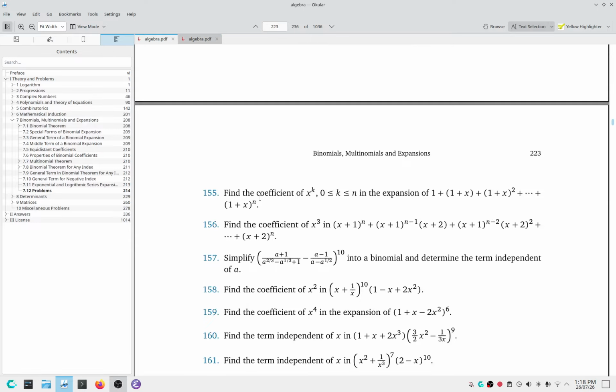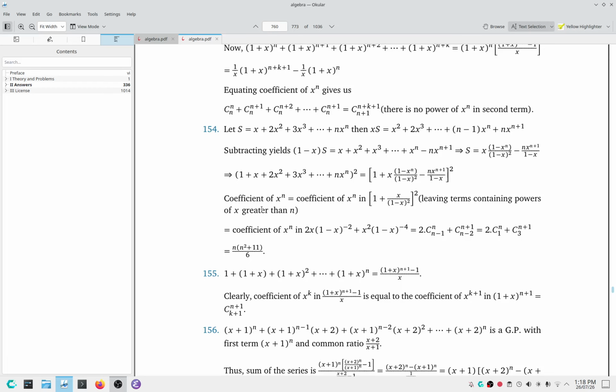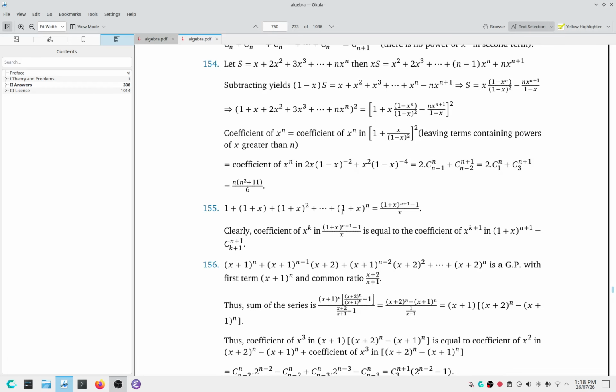Question 155 says: find the coefficient of x to the power k, where k is between 0 and n, in the expansion of 1 plus x plus (1 plus x) whole squared and so on up to (1 plus x) to the power n. So we sum the series, we get ((1 plus x) to the power n plus 1 minus 1) upon x. And the coefficient of x to the power k is equal to the coefficient of x to the power k plus 1 in (1 plus x) to the power n plus 1, which is equal to (n plus 1)C(k plus 1).